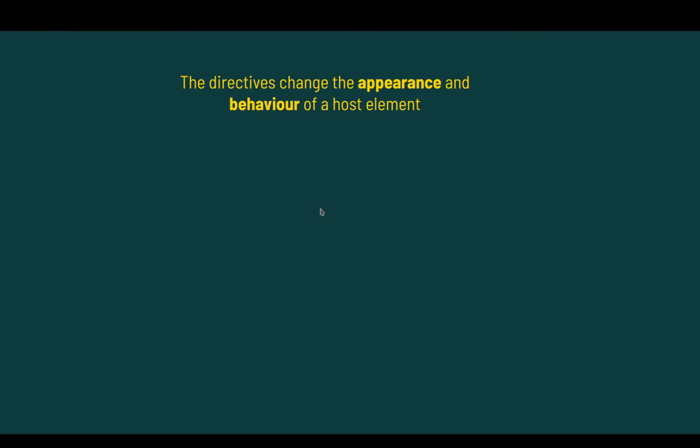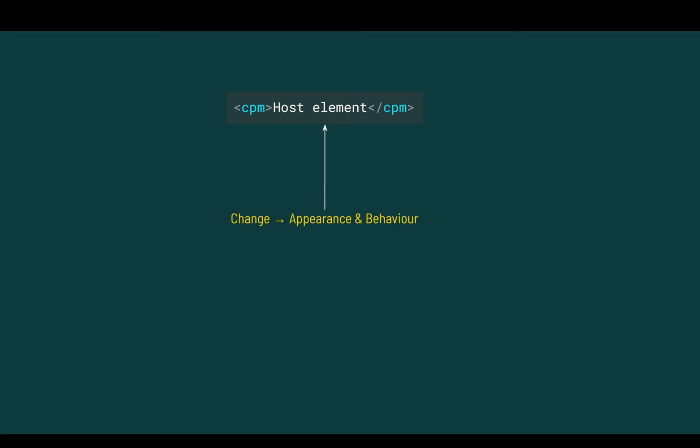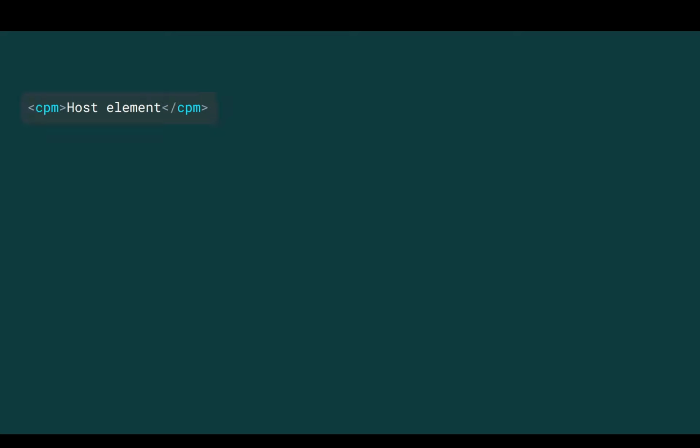So, let's get started. As said, let's start with the very basics, saying that directives do not own their own HTML template. The directives change the appearance and the behavior of a host element, which of course has an HTML template. And let's see the following example. Let's say that we have a component element, which is the host element, and we want to change the appearance and the behavior of this host element.